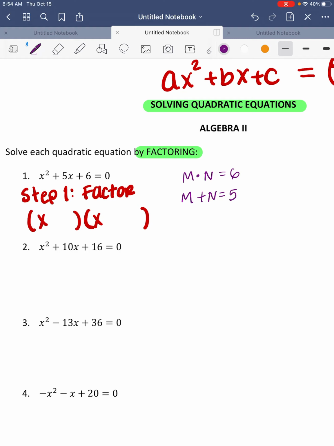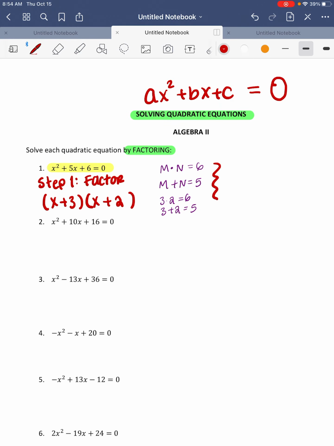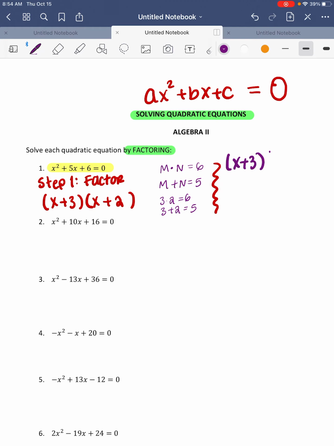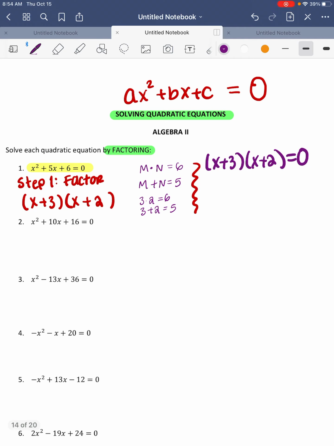Those numbers are very easy. 3 and 2 works. 3 times 2 is 6, 3 plus 2 is 5. So your numbers are 3 and 2, both positive. So the answer is x plus 3 and then x plus 2 for the factorization. Now don't forget that the original equation had an equals 0. So once you have x plus 3 and x plus 2, you need to equal it to 0. Don't forget about this part.